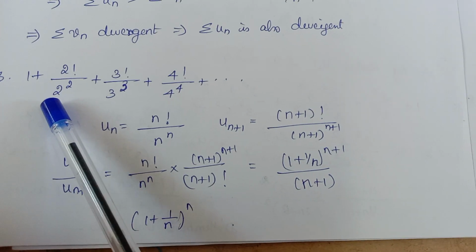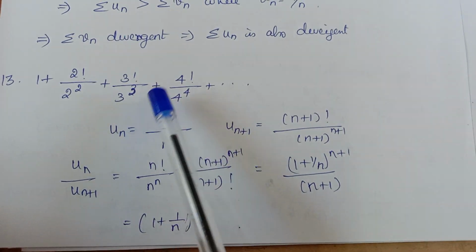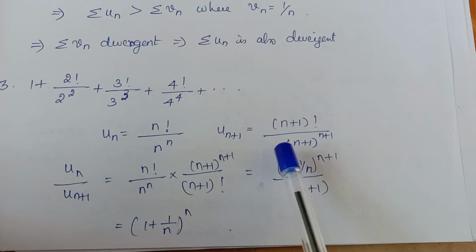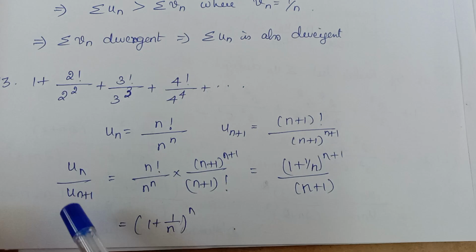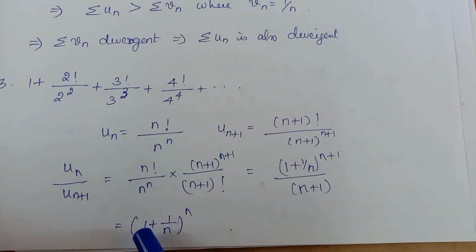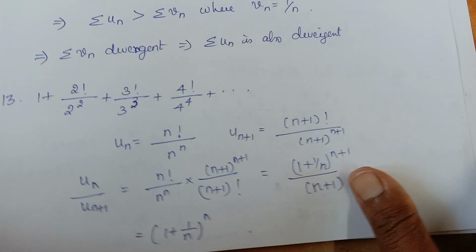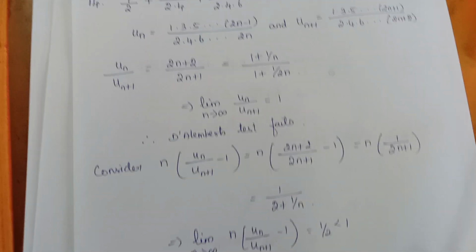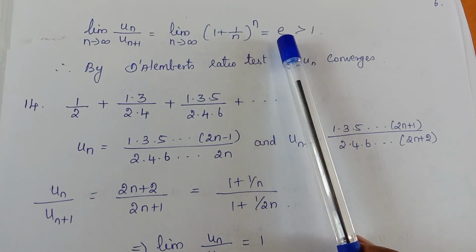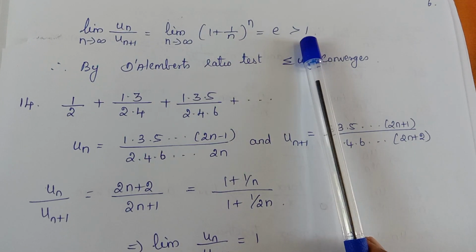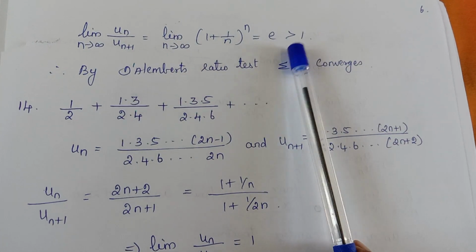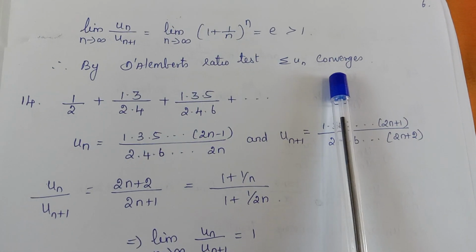Okay. The next problem, 1 plus 2 factorial by 2 square plus 3 factorial by 3 cube plus etc. So un is n factorial by n power n. Un plus 1 is n plus 1 factorial by n plus 1 power n plus 1. Now un by un plus 1 equal to, okay, you write the values and you simplify. Simply what you get, 1 plus 1 by n power n. So as n tends to infinity, un by un plus 1 is equal to e, which is greater than 1. E means what? It is 2.7 something, no? So it is greater than 1. So by D'Alembert's ratio test, what we conclude, if the limit is greater than 1, the series is a convergent series.